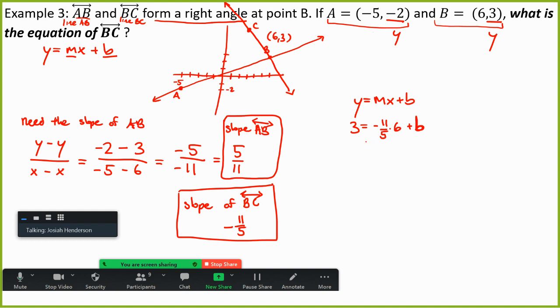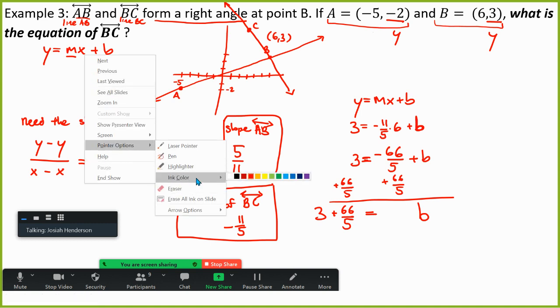Okay, some fraction work. 11 fifths times 6. So we're going to multiply 11 times 6. That's 66 fifths, negative 66 fifths. Now we're going to add 66 fifths to both sides. On the right side of the equation, they cancel, and we're left with just b. On the left side, we've got to do the adding. So 3 plus 66 fifths.